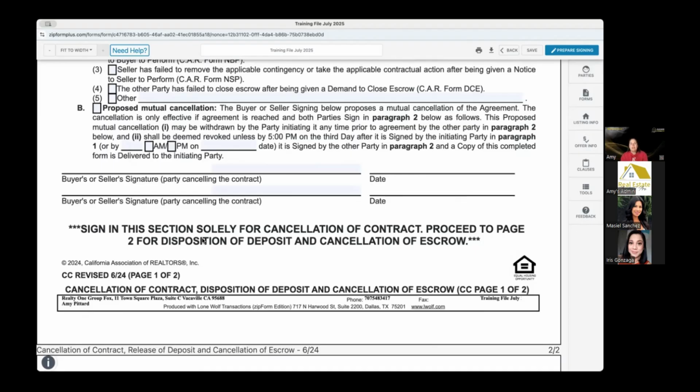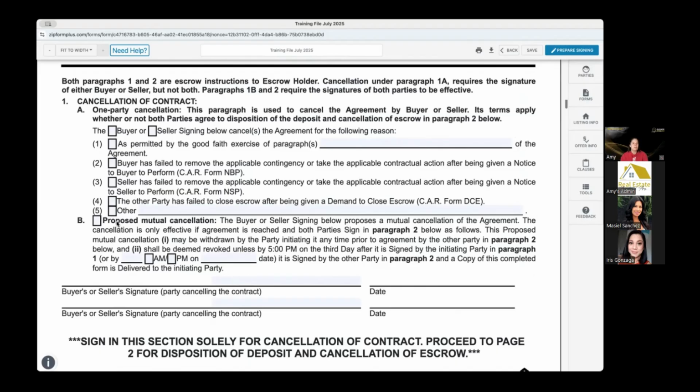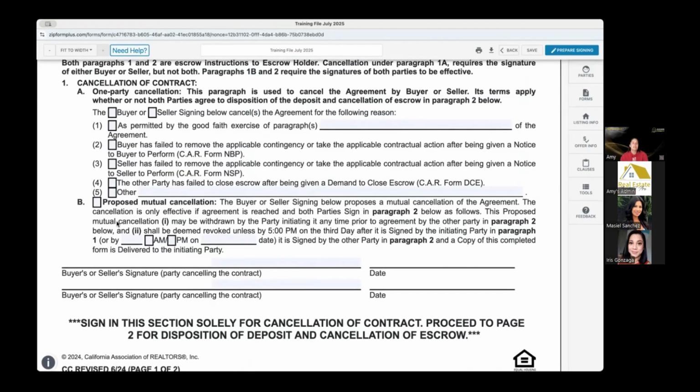The other proposed might be like maybe the seller is taking mercy on the buyer. The buyer is having problems with their loan. They lost a job or something, and they're saying, hey, let's just cancel this and set you free from this contract, right? This is kind of like the mercy section, B. Okay. Whoever's canceling the contract is going to sign in this section here. Okay. This is paragraph 1. So whoever's initiating this form, even if it's proposed, somebody's going to be initiating it. Okay, so whoever agent fills out this form for them, they're going to sign here.